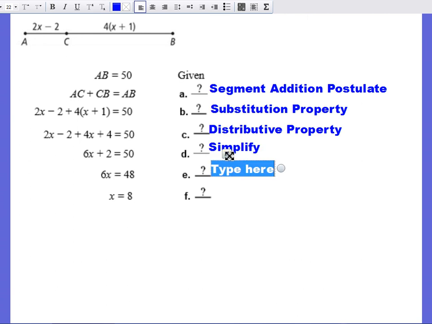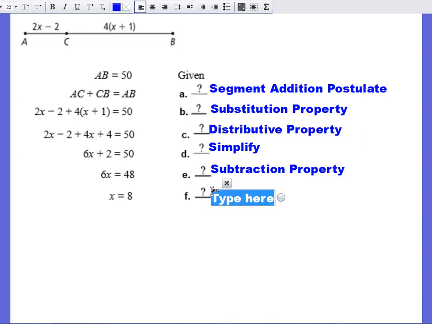And from here to here, they subtracted 2 on both sides. So subtraction property. And finally, they divided. So division.